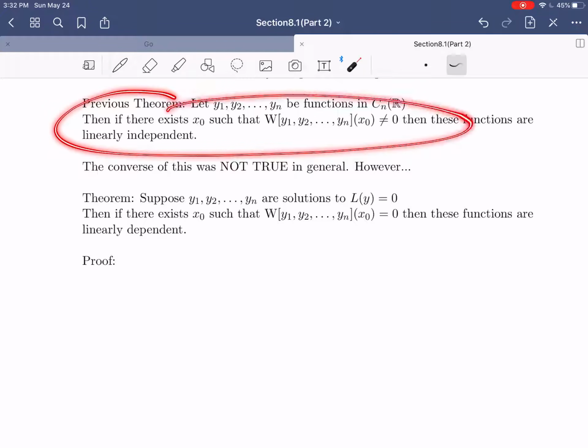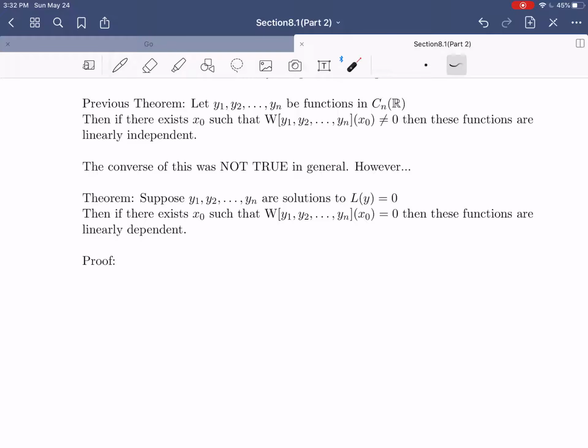So if you put these two theorems together, this basically tells you that when you're working with solutions to a linear homogeneous differential equation, the Wronskian tells you everything you need to know. If it's always non-zero, the functions are linearly independent, or it's going to be always equal to 0, then they're going to be linearly dependent. There's only going to be these two options here, because in this special case, we get this converse of this theorem. In general, that's not true when you just pick out random functions, but it is true when we're working with solutions to a linear homogeneous differential equation. So let's go ahead and prove this.